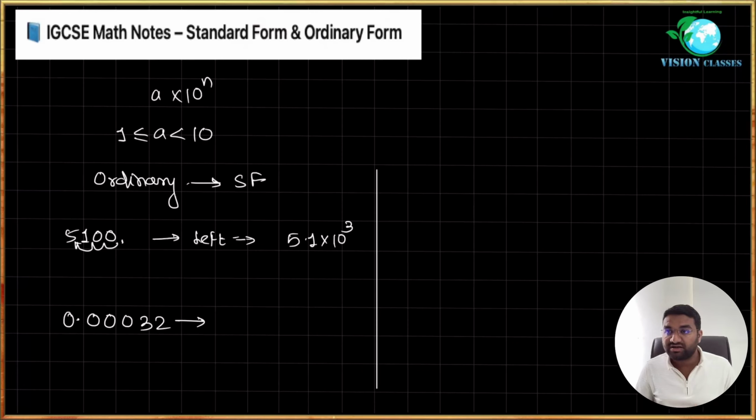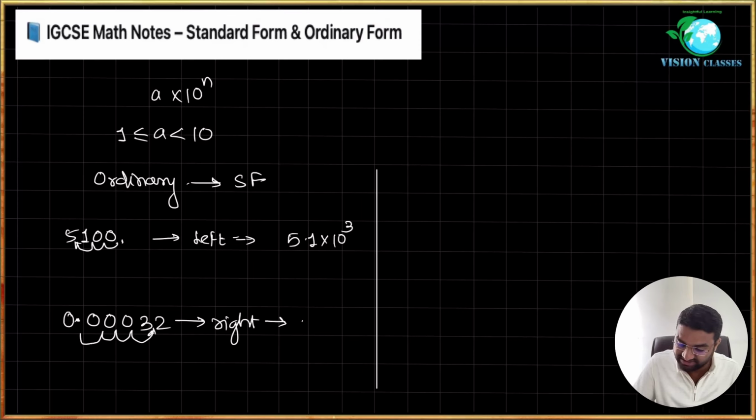Then next, take an example of 0.00032. Now we are moving this decimal digit, this decimal digit here, right? It means we are moving the decimal digit to the right. In that case, we have to put the negative power. Negative power means how many places we have to move to the right? It's 1, 2, 3 and 4. Done. That's it. So it's 3.2 times 10 to the power of negative 4.